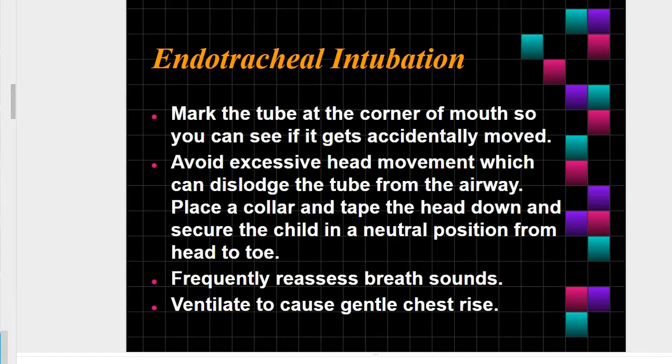Mark the tube at the corner of the mouth. That way you can see if it accidentally gets moved down too far or withdrawn some. It takes a very, very little bit of movement to impair the airway, especially in a child. And also to help keep from dislodging the tube, avoid excessive head movement. Consider putting a C-collar on them and taping the head down and making sure the kid is secured head to toe so that nothing can move.